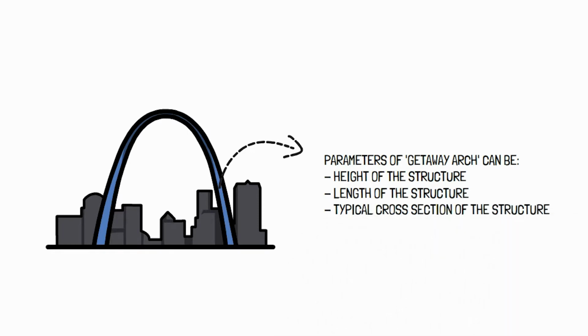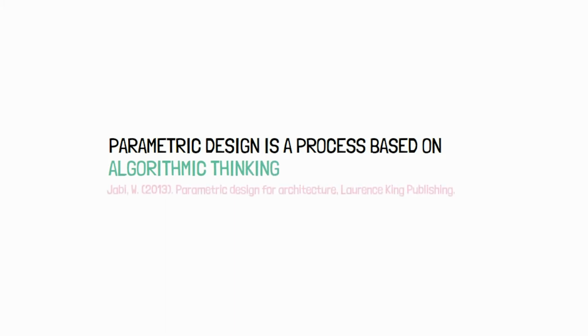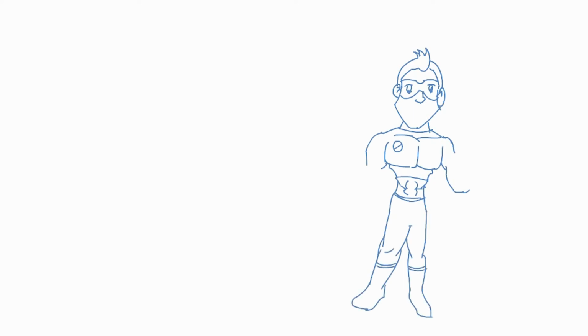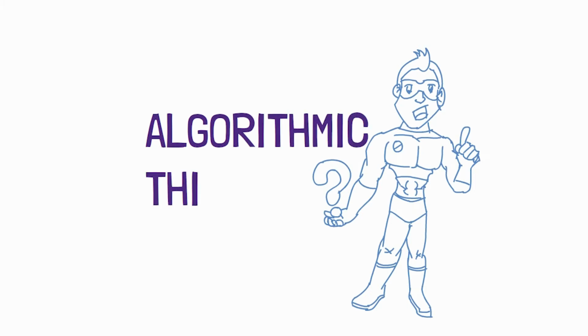What happens if we vary the height? So it might get smaller, it might get taller, or we might have a totally different shape of design. Parametric design is a process based on algorithmic thinking. Some of you might have heard about algorithmic thinking, but some of you might have not heard about it before. Parametric design requires a different set of understanding to look at design process. So please bear with me.